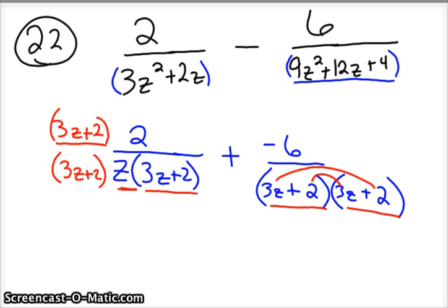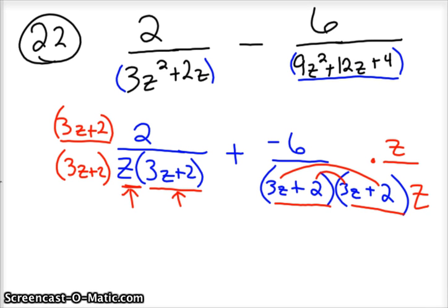So we've got a really fancy one there we're multiplying it by. On the right side, we've already got the 3z plus 2 covered, but there's not a z by itself. So on the right side, we need a z on the bottom and a z on the top. So we're going to take it times z over z.